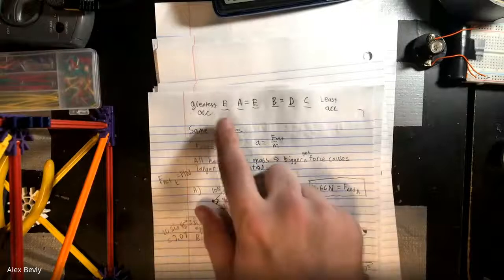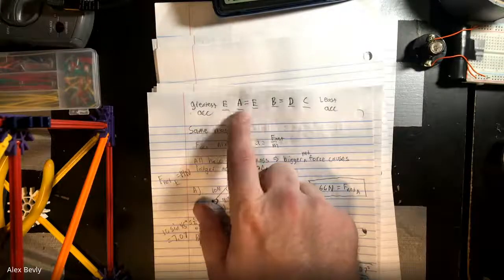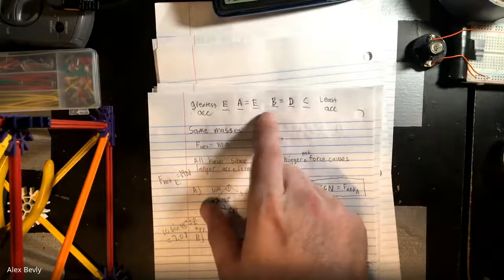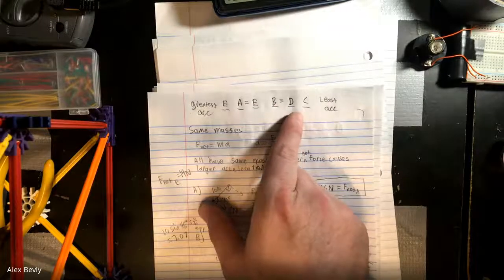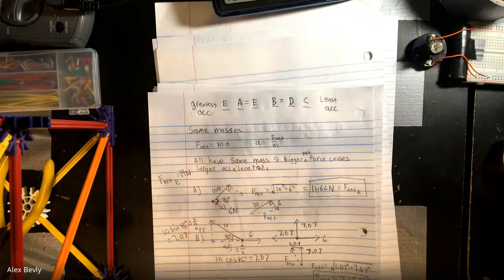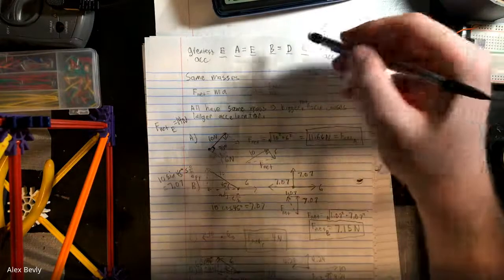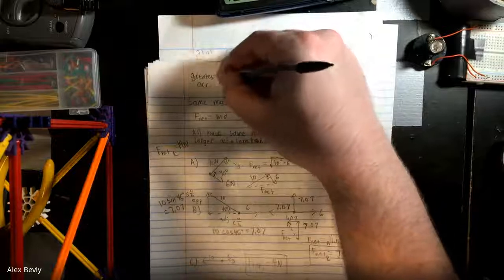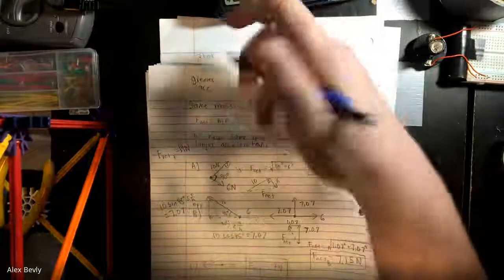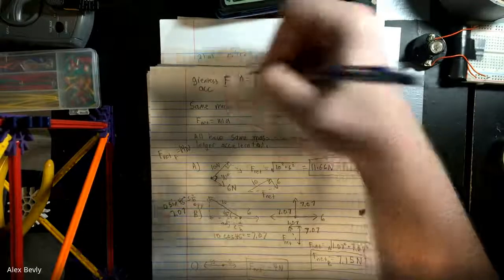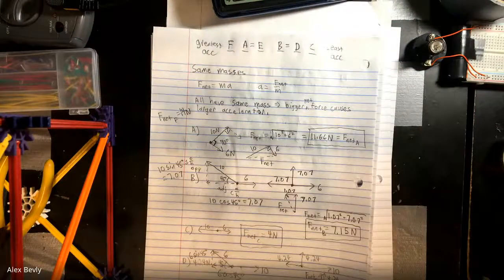How did the rankings go? Here, I'll write that again. F is the greatest because they're closest to working together. A and E are the next because they're 90 degrees. B and D, 135 degrees, so further apart. And then C, they're opposing each other, so the least. Yeah, that is an F. The grade I get for not knowing the alphabet. F. There we go. Sorry about that.